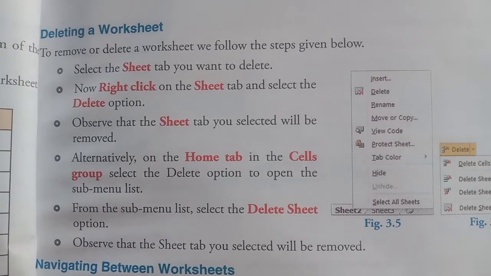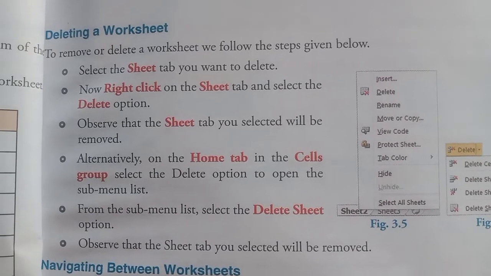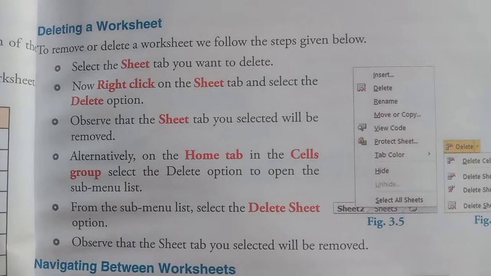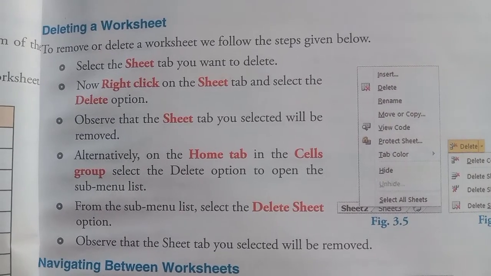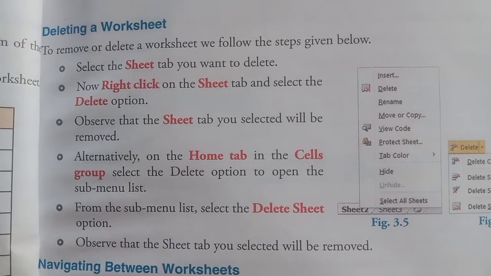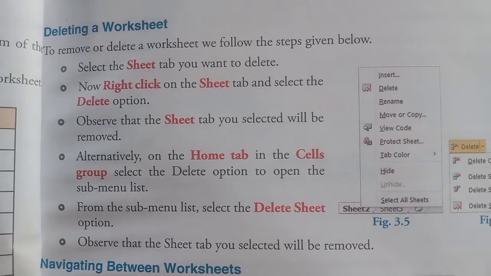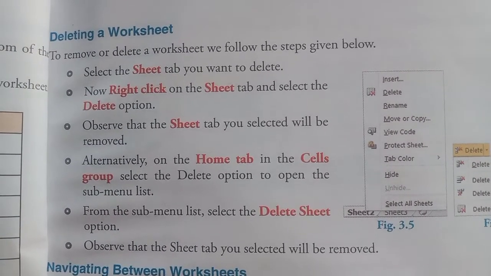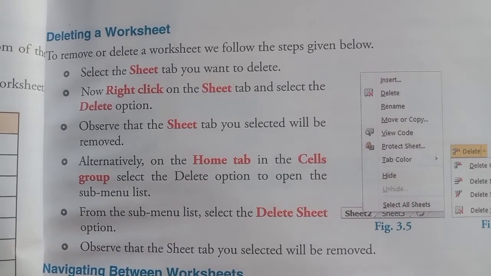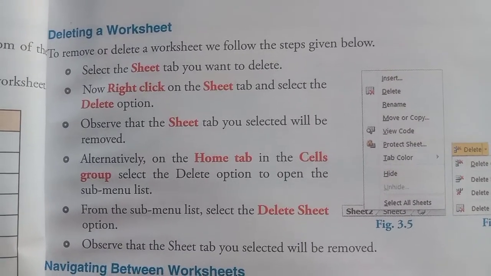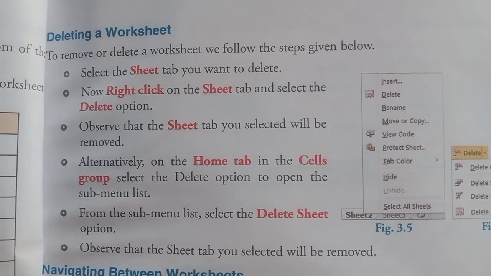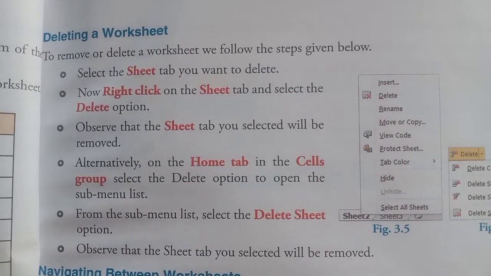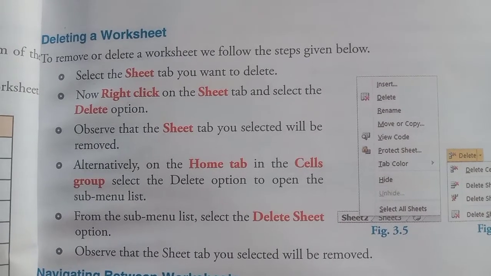Select the sheet tab you want to delete. First of all, what you have to do? You have to select the sheet tab. Now right click on the sheet tab and select the delete option. After right clicking, automatically a pop-up menu appears in front of you. You can see on your screen that the second option is delete. You have to click on the delete option. Observe that the selected sheet tab will be removed.